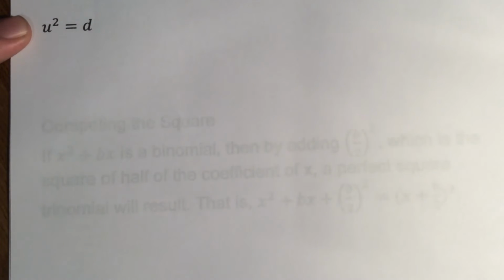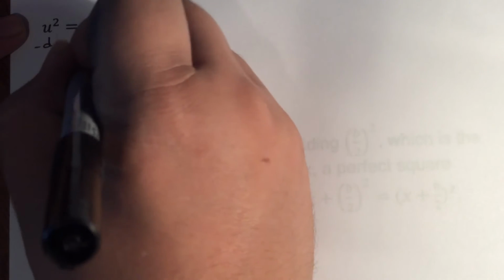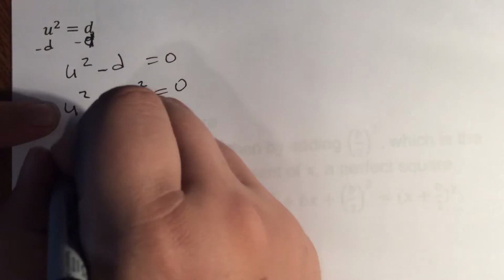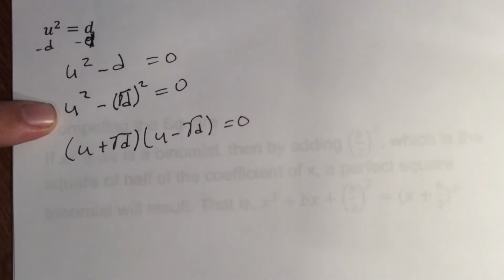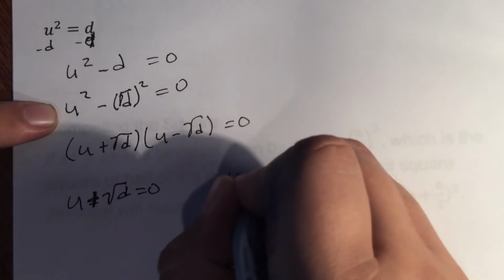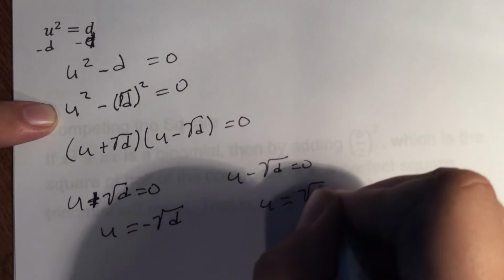Now, if I have the problem u squared equals d, well, one way to look at this is I would subtract the d to the same side. So u squared minus d would equal 0. Now, typically, when we have two terms with a square here, we're going to do a difference of squares. So we're going to rewrite this as u squared minus the square root of d squared. So that when we factor it, we would get u plus the square root of d and u minus the square root of d equals 0. While setting each one equal to 0, I would get u equals a negative square root of d and u equals a positive square root of d.